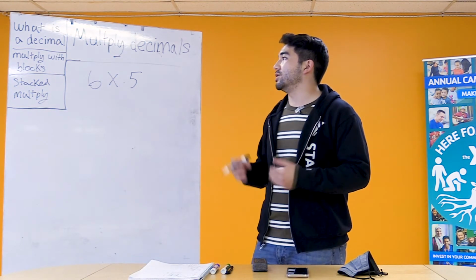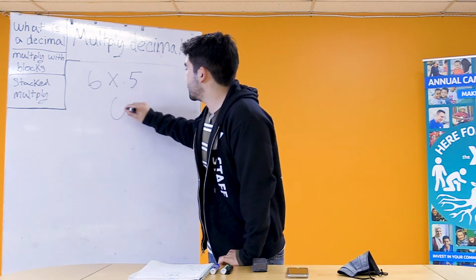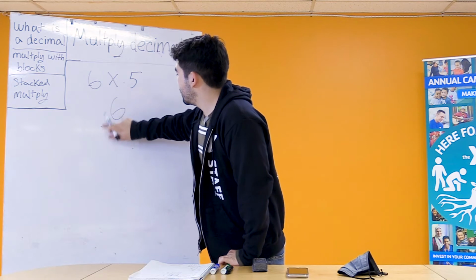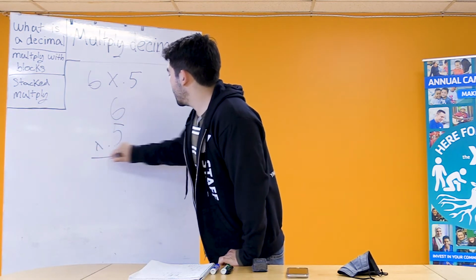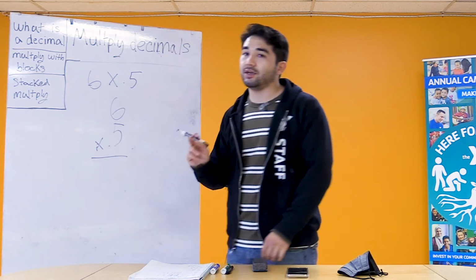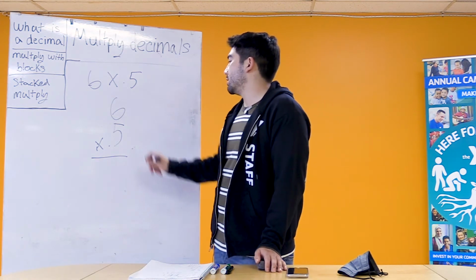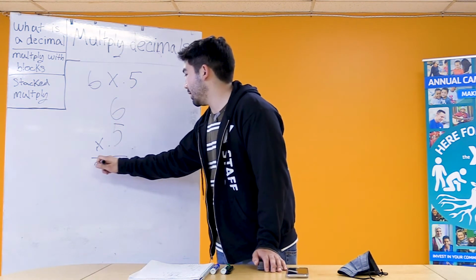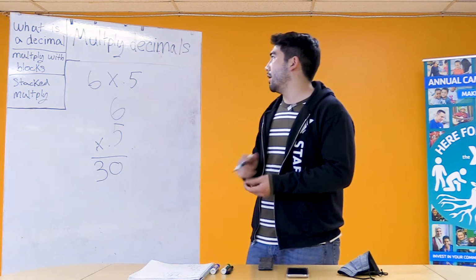We could actually do this just like a normal multiplication problem. So if we just put 6 over 0.5 and multiply it like a normal stacked multiplication problem, this will actually give us a correct answer. I'm going to show you how to do it. So 6 times 5 is going to be 30. Now 30 is way bigger than our number of 3.